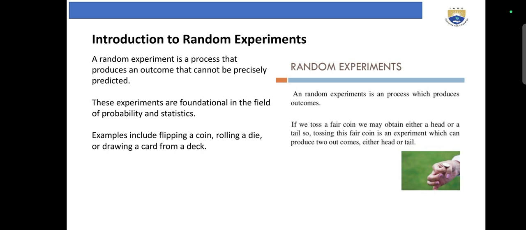A random experiment is a process that produces an outcome that cannot be precisely predicted. These experiments are foundational in the field of probability and statistics. Examples include flipping a coin, rolling a die, or drawing a card from a deck. A random experiment is a process which produces outcomes.